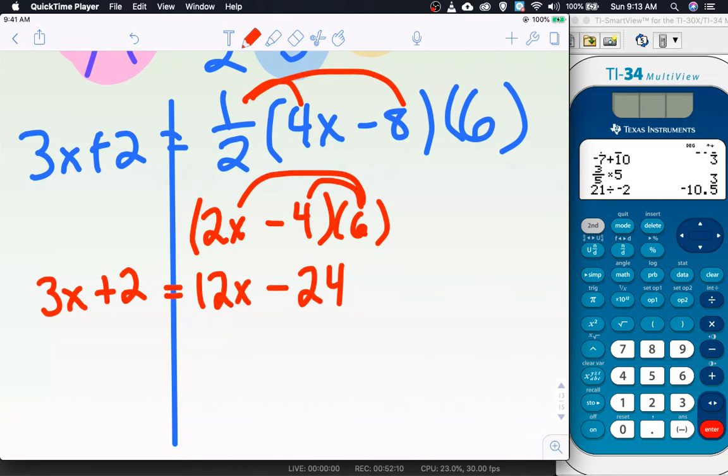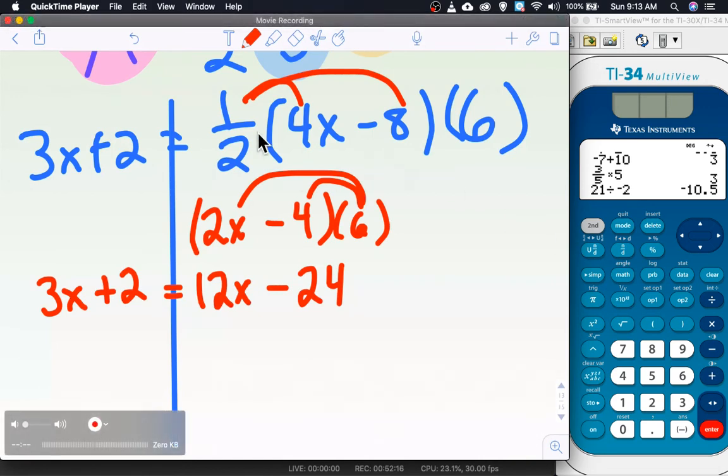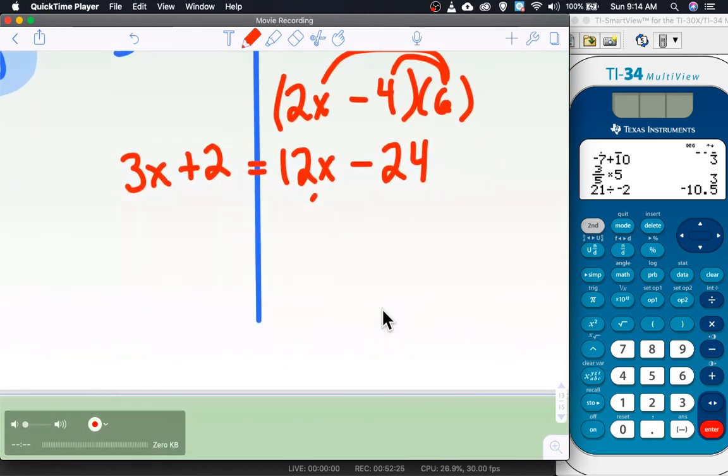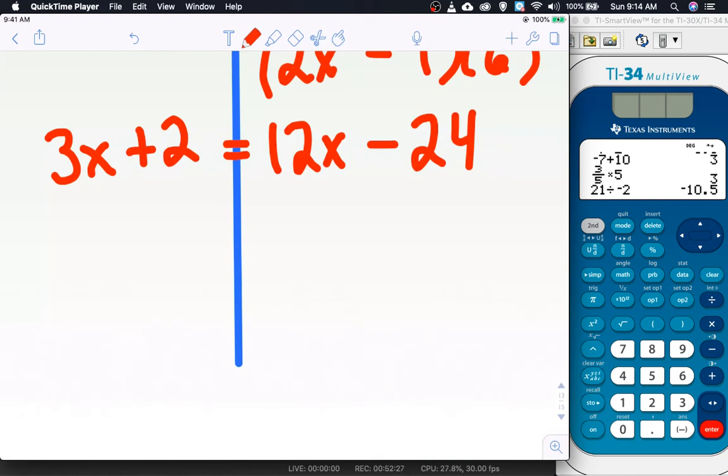And that was probably the hardest part of the whole problem. Once you were able to plug your numbers in, this distributing once, distributing twice, that was honestly probably the hardest part of the whole problem, because now this is familiar. We've done lots of that.